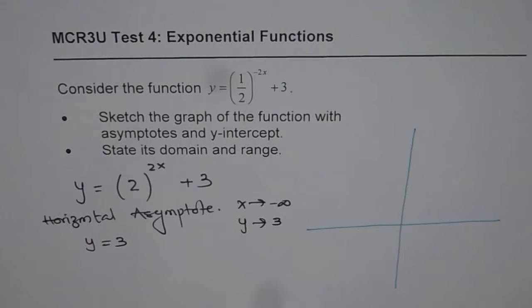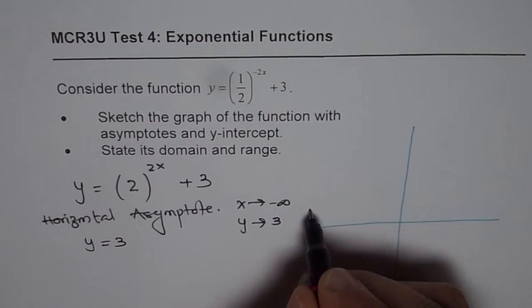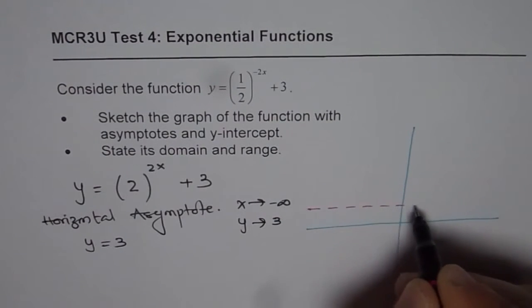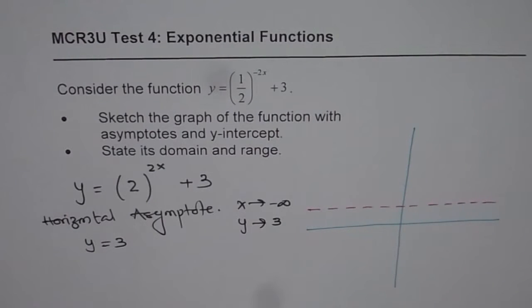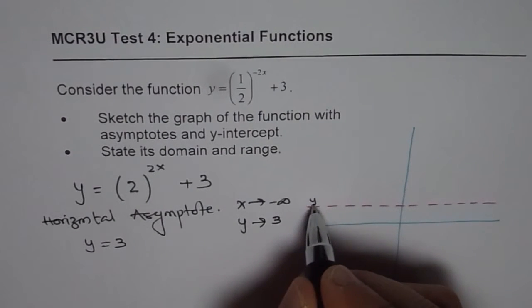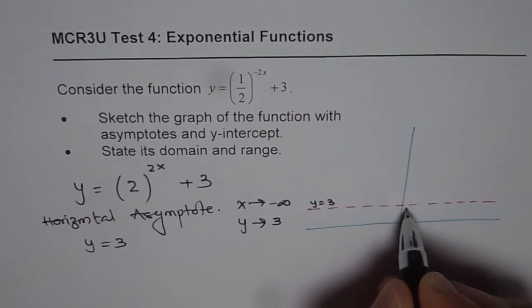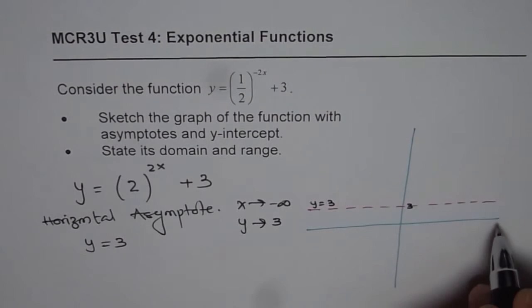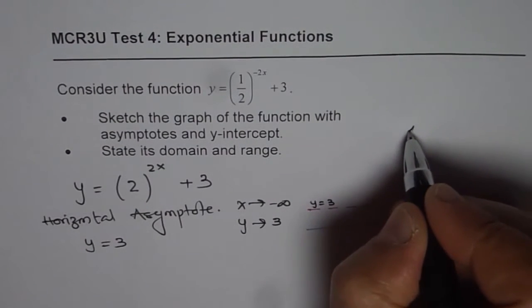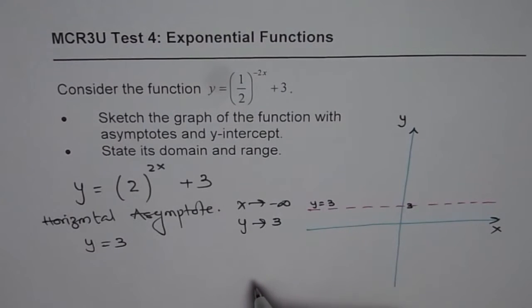So let me first sketch the horizontal asymptote, which is, let us say, like this. Let's say this is our 3. So we will write this as y equals 3, right? So this point is 3 for us. So here we have x and that is y.